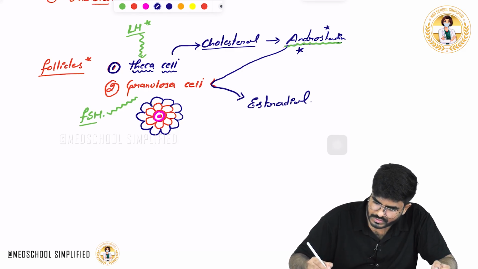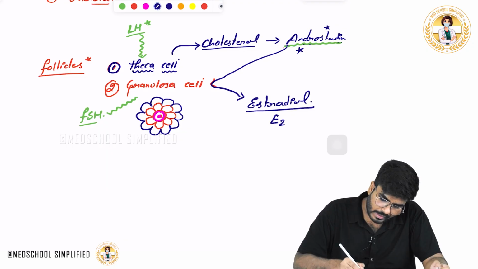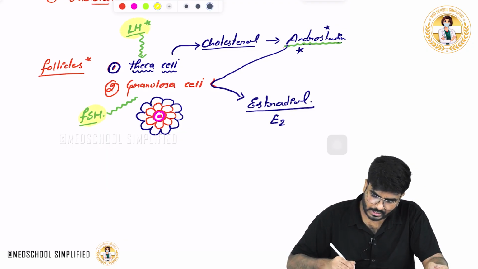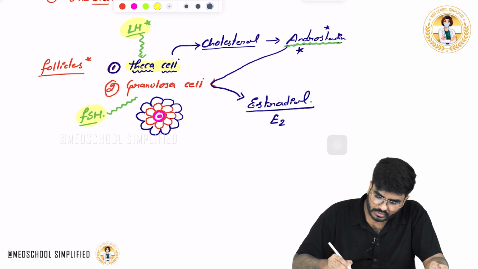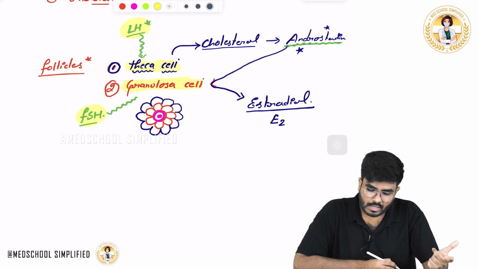Okay, estradiol, that is E2. So, what we have seen so far, I have discussed that the luteinizing hormone and follicle stimulating hormone are acting on two different cells, theca cells and granulosa cells. So, this is called the two cell two hormone theory.